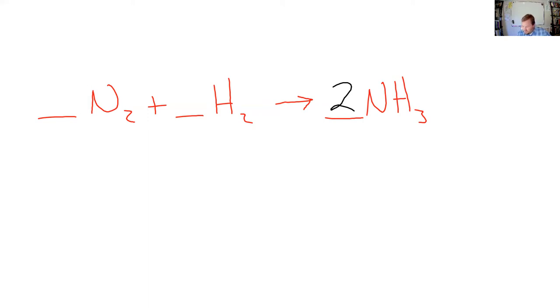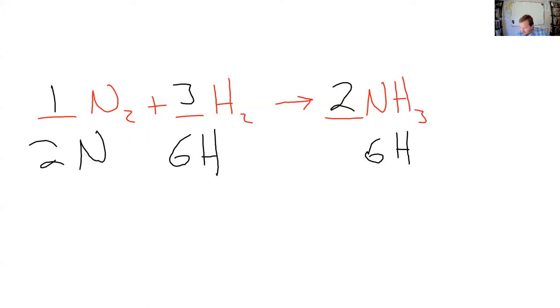Now, all of a sudden, if we had a 1 for the nitrogen, our nitrogens are balanced, and that gives us a total of 6 H's on the right-hand side. We need 6 H's on the left-hand side. Now we've got 6 H's on both sides. We've got 2 nitrogens on each side. So we're balanced.